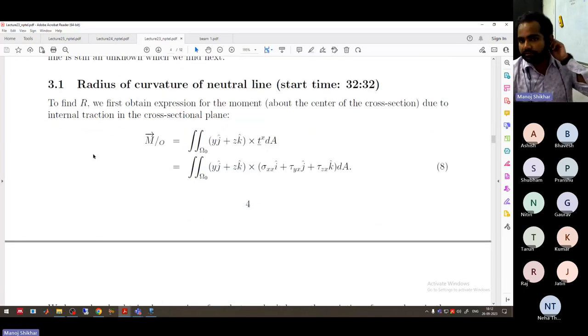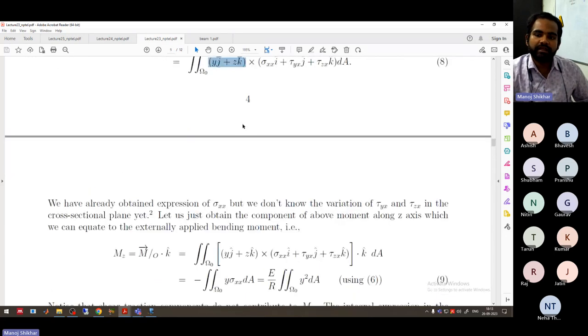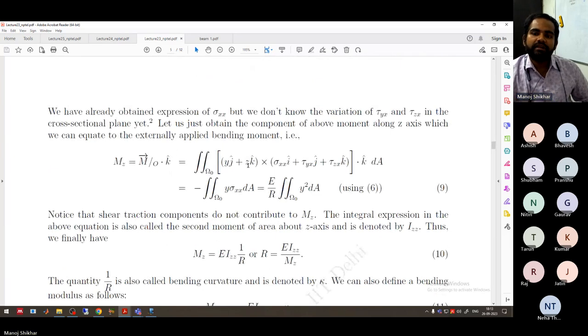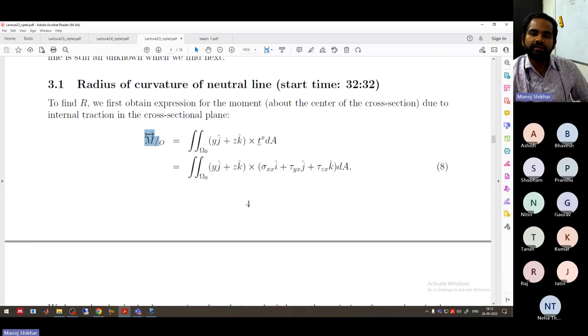Then we moved on to find the total moment due to the traction. The traction here is sigma xx, tau yx, and tau zx. And this was the r vector on the cross section. On the cross section, you will have some point y z, which will be written as y j hat plus z k hat. Now, because we are applying the moment in the z direction only, we would like to know what is the component of this moment about O.